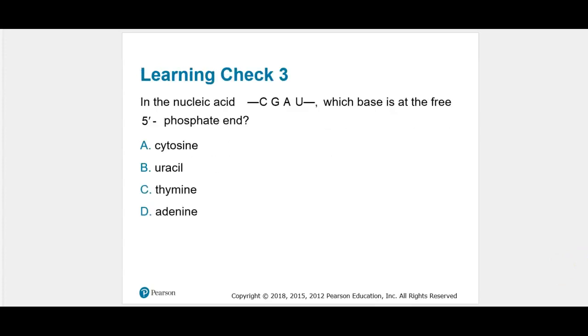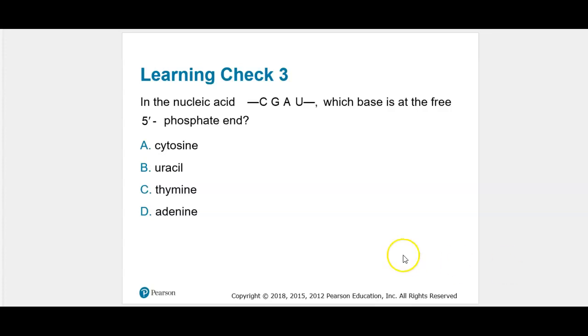Another learning check here. As you can see, we're getting kind of to the end of this. This is a fairly simple section. In the nucleic acid sequence, CGAU, which base is at the free 5' phosphate end? You should know that. That's really all we're talking about in this particular section. That's the main thing, just the way these things are assembled, what they're put in these chains.